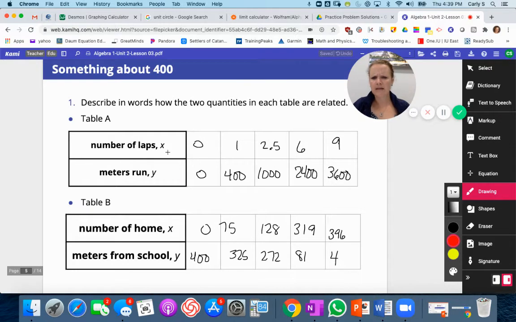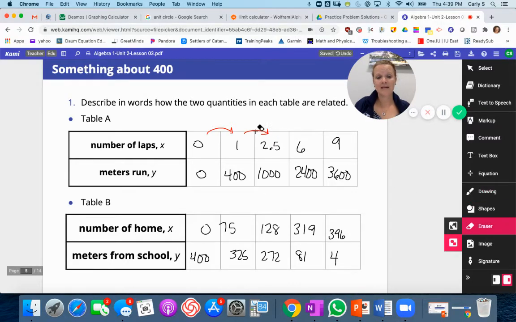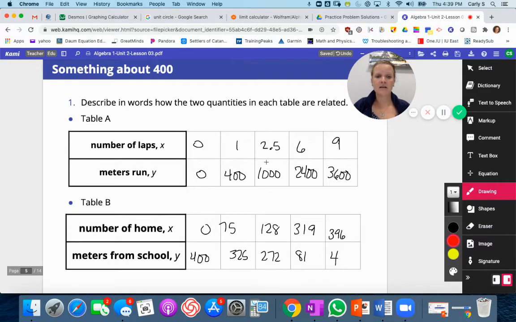So table A says the number of laps and the meters run. So it looks like I'm running 1 lap, 2.5 laps, 6 laps, and 9 laps. And each time I run another lap, I increase my meters. So if 1 lap is 400, 2 laps would be 800, a half a lap would be another 200, which is 1,000.